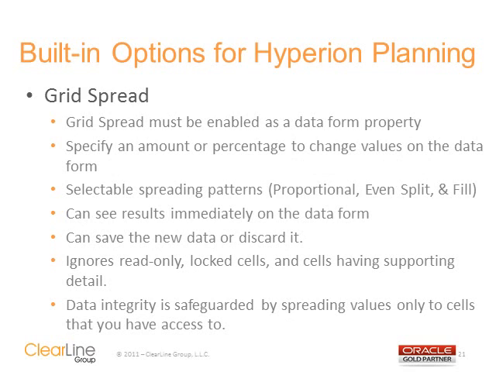The third planning option is the grid spread. It is a web form allocation method, but it also must be enabled in the data form properties. You can still allocate data by a specific amount or percentage, see immediate results on your data form, and save the data or discard it after reviewing it. But you also have selectable spreading patterns like proportional, even split, and fill.